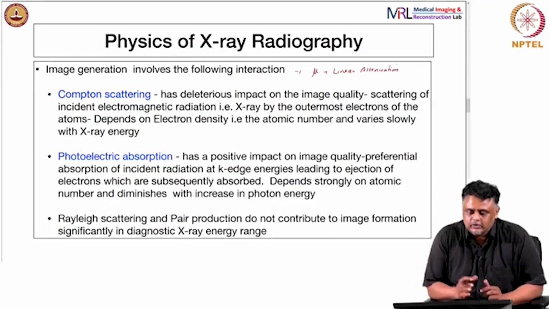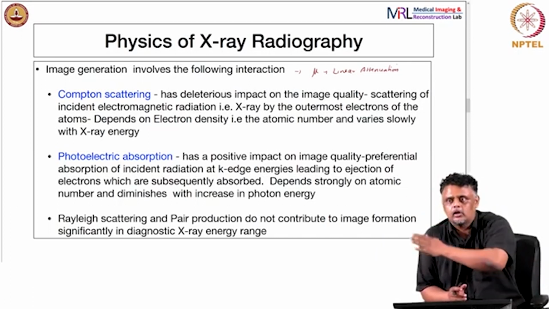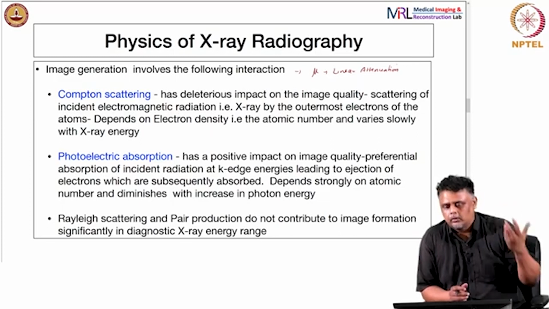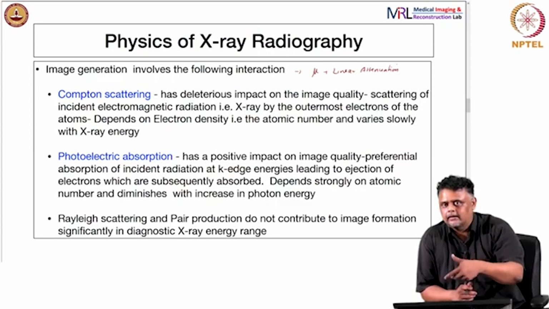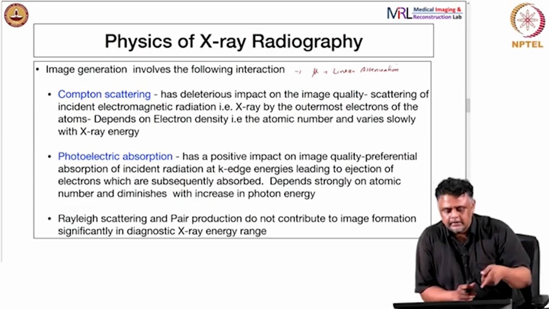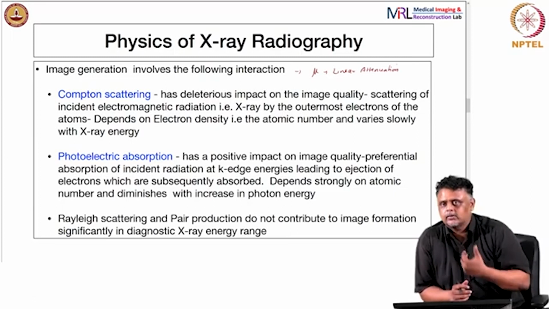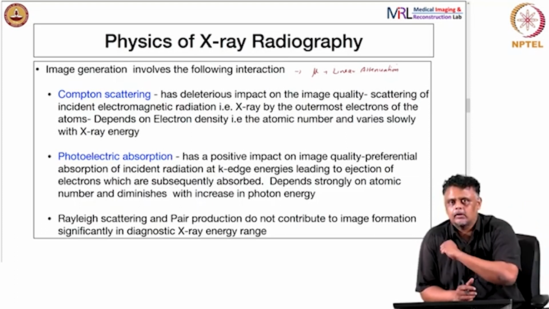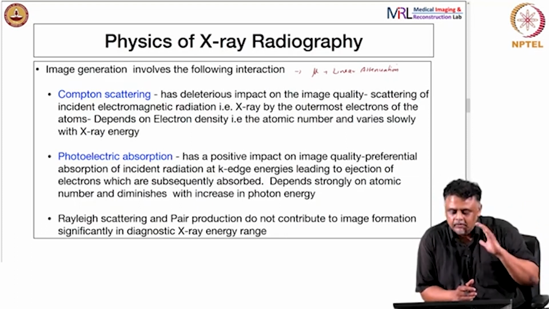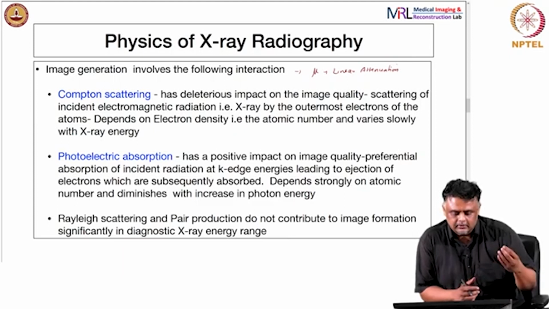The photoelectric absorption is actually a desirable impact, because it gives you a very good, high quality image. Because of the Compton scattering, the photon is deflected and will hit the detector at some other location if you are looking at 2D imaging, and that causes loss of contrast. Here what happens is that the incident radiation is at K-edge energies, as we saw, for instance, for the generation of X-rays also. In the same way, if the incident diagnostic X-ray energy is higher than the K-edge of some of the materials in the human body, then it is absorbed, leading to excitation of electrons. So, the X-ray photon is completely absorbed, and again this depends strongly on atomic number, and it diminishes with increase in photon energy.